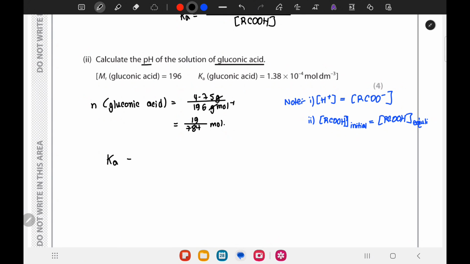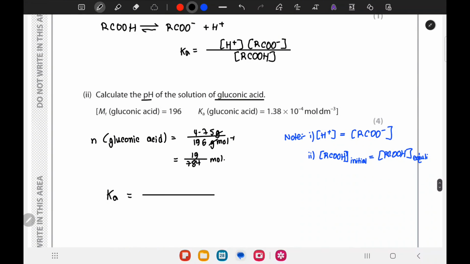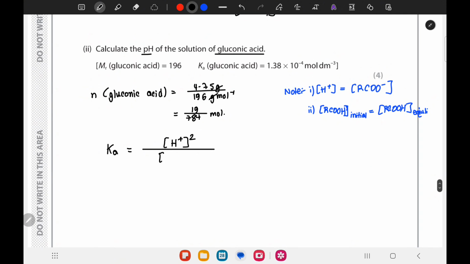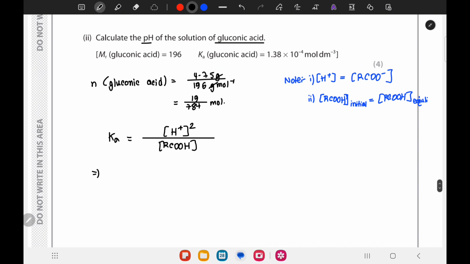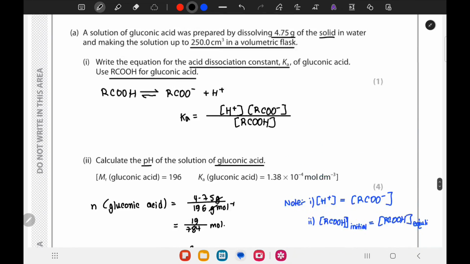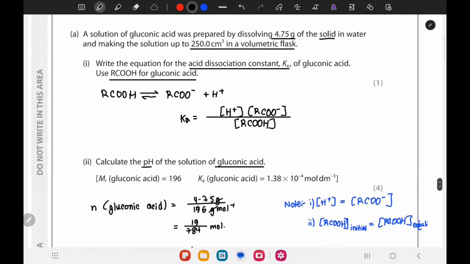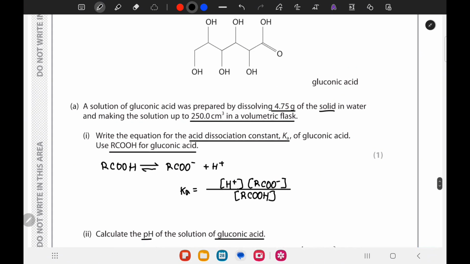Now, if we take those assumptions at equilibrium, we'll have H plus squared over here since we are considering both of them to be equal. And this will be over the concentration of RCOOH. Now we know the value of Ka. So in the next line, I can just write that down, 1.38 into 10 to the power minus 4. This is equal to the value of H plus squared divided by the initial concentration of gluconic acid.